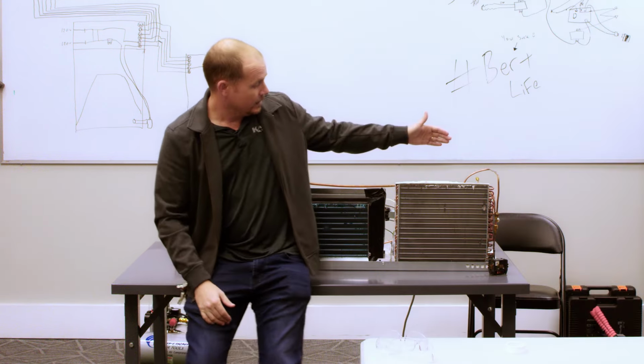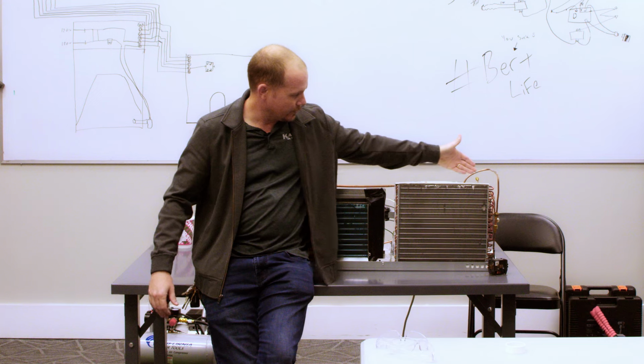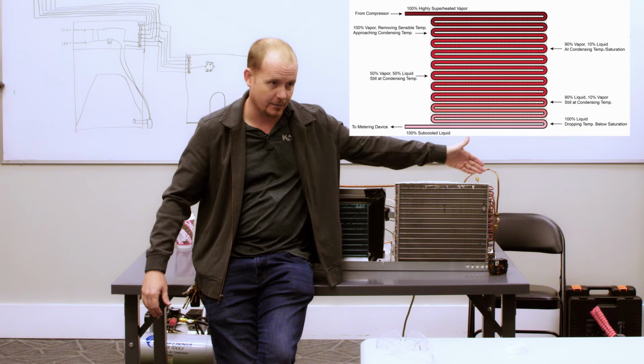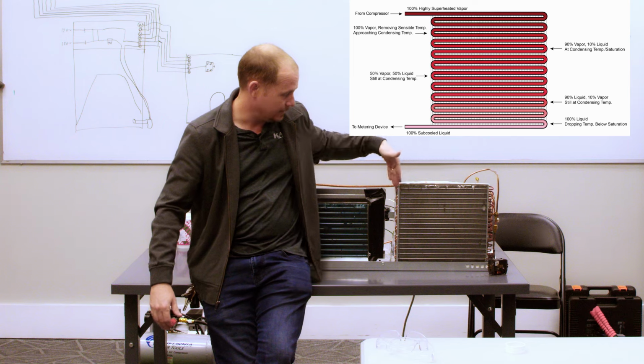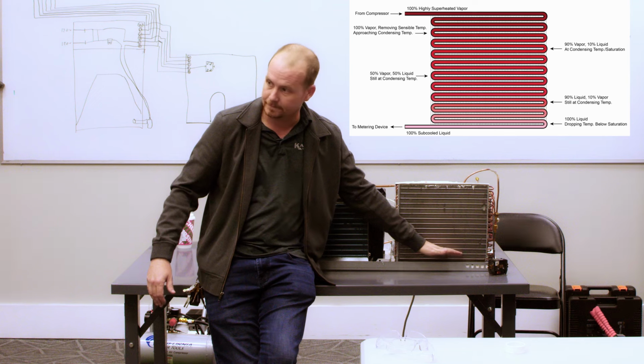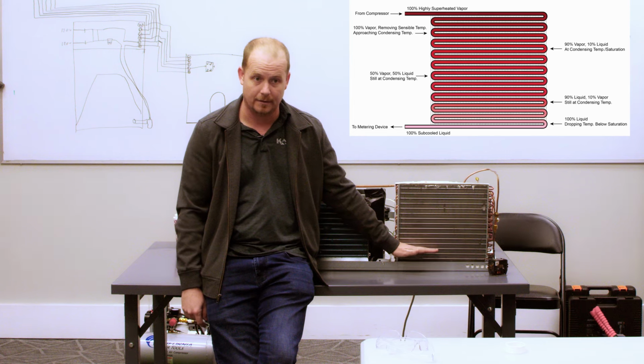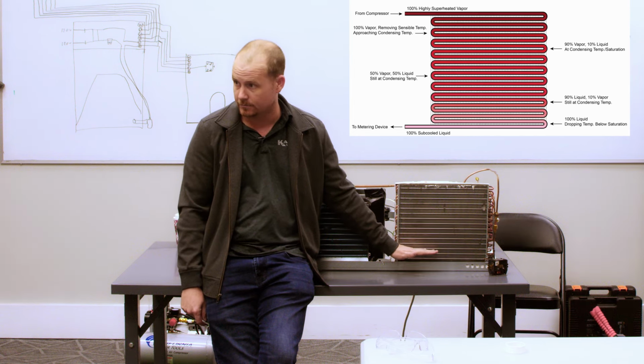So in a single pass condenser, which this is not, but if it was a single pass condenser where you had your discharge gas going in, it would go in at the top and it would travel through until it became fully liquid at the bottom. Okay? So you create a liquid seal at the bottom of your condenser. You need to.